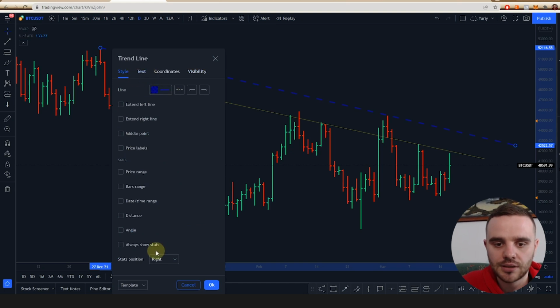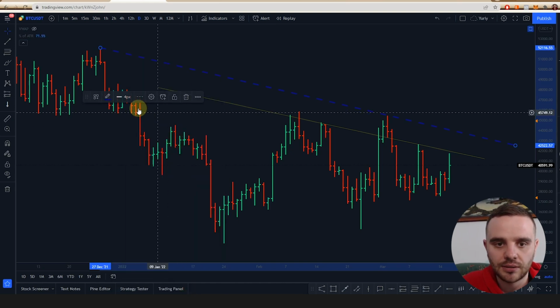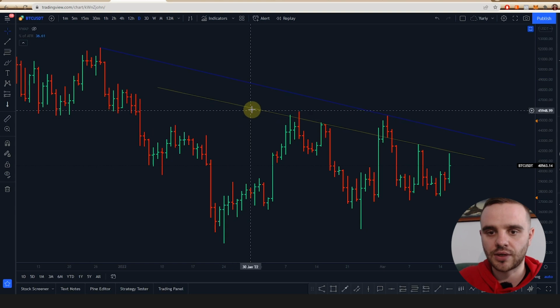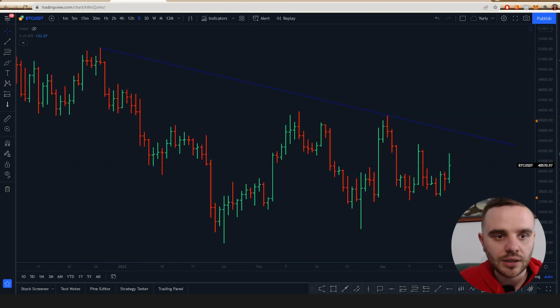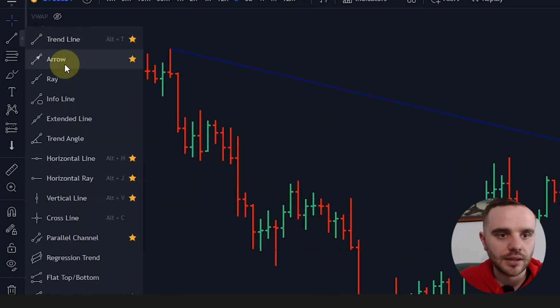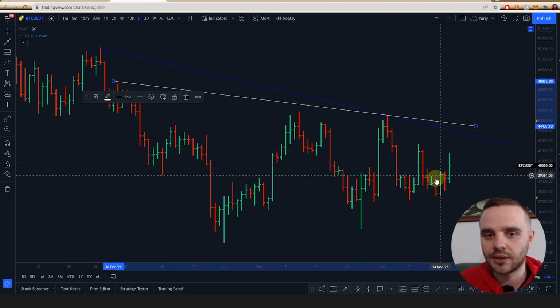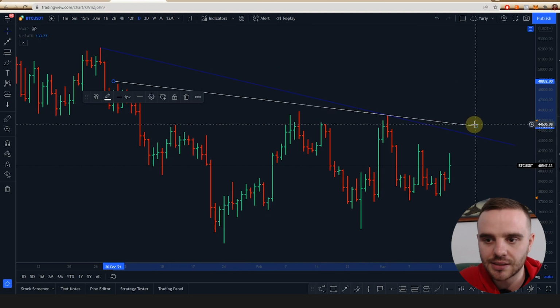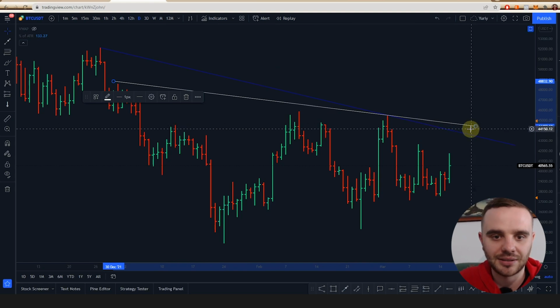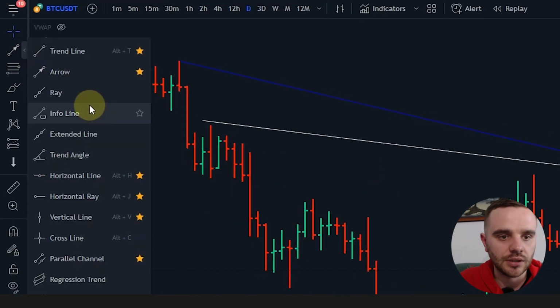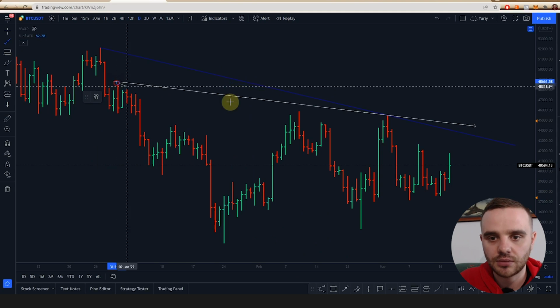Now come back, let's do it properly. Back, we don't need such a big size. For example, we need only 2x and this straight line. The next one is arrow. What's the difference between trend line and arrow? It's only this stuff at the end. That's it. Also, what else here? Ray, for example.